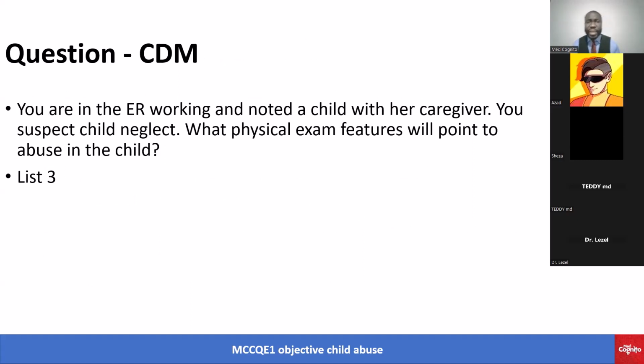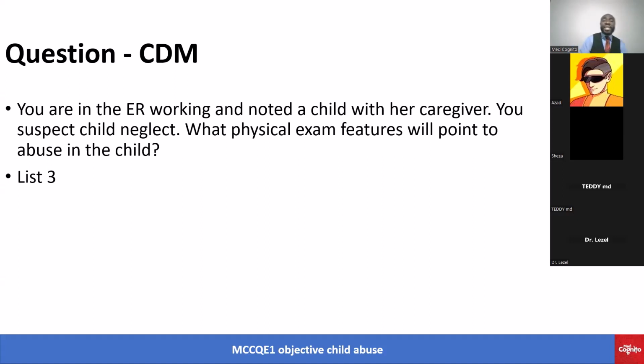So you are in the ER working and noted a child with her caregiver. You suspect child neglect or child abuse. What physical exam features will point you to abuse in the child? Abuse is very, very important. Then you realize that they even broke it down into 3: child abuse, elderly abuse, and intimate partner violence, right? So please make sure that you've clicked everything you need to click so far as this particular objective is concerned.